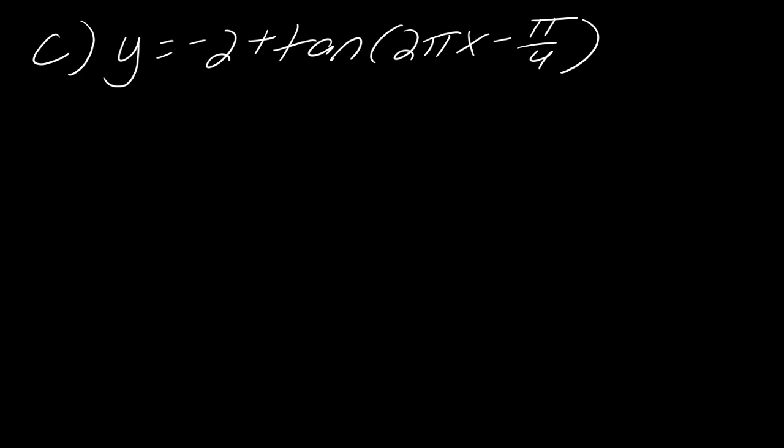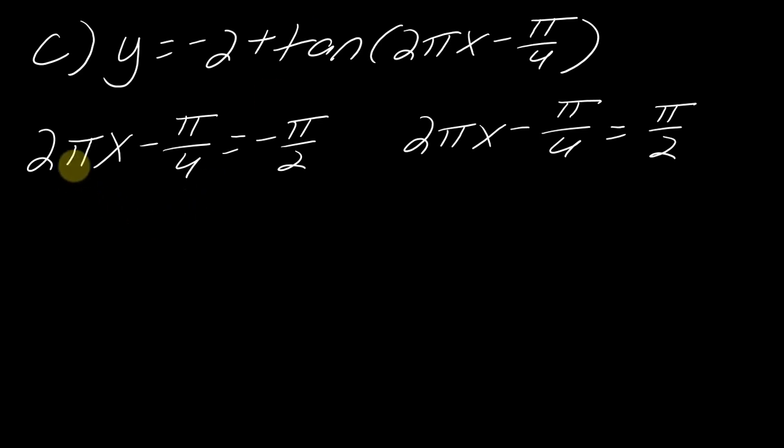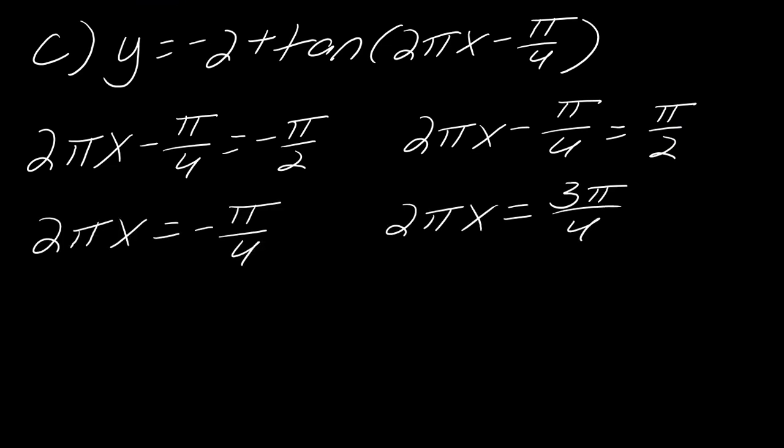So I've got this example, we already saw this before. Once again, this is tangent, so I just take the inside part. So I've got 2 pi x minus pi over 4 equals negative pi over 2, and 2 pi x minus pi over 4 equals pi over 2. Okay, so now I can go ahead and add pi over 4 to each side. So if I add pi over 4 to each side, I get 2 pi x equals negative pi over 4, and 2 pi x equals 3 pi over 4.